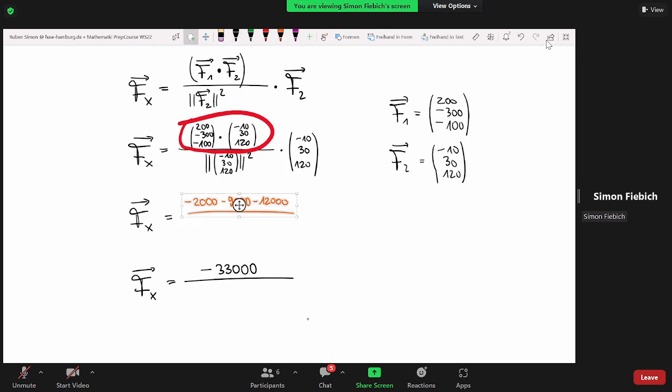What about the magnitude in the denominator? What is the magnitude of f2?